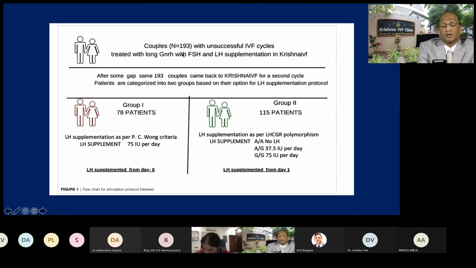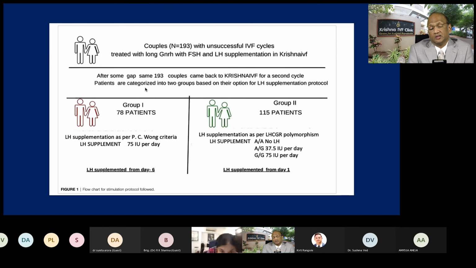Here there were 193 couples with IVF cycle who had long GnRH with FSH and LH supplementation, and after some years, where the gap was varying between 2 to 6 years, and in between a couple of cycles outside, they came for a second cycle, and these people were categorized into one group. We had LH supplementation as per the PC Wong criteria.